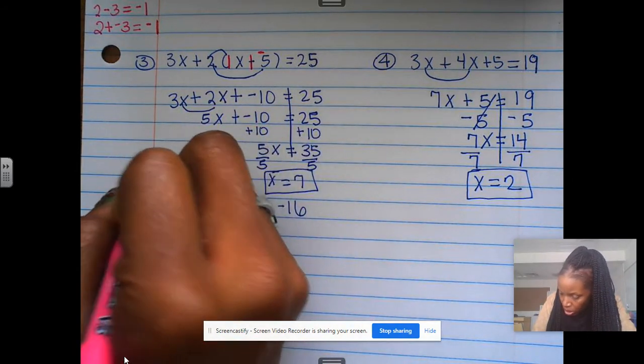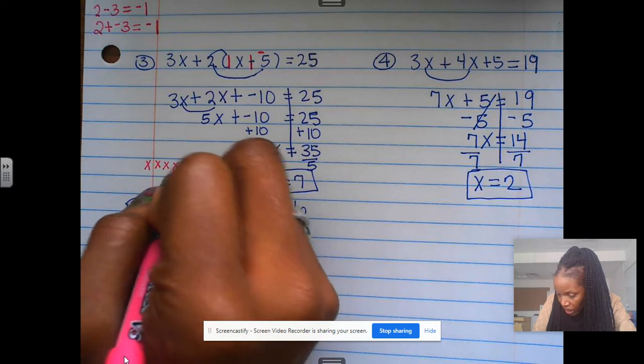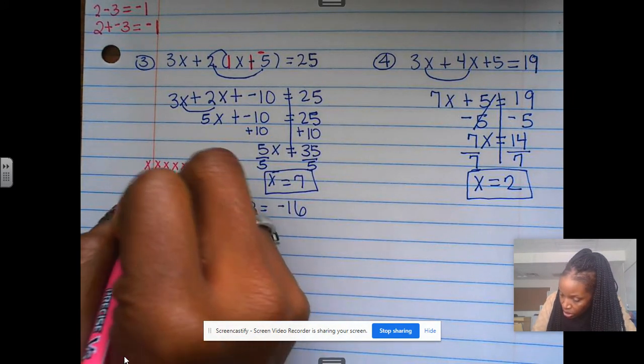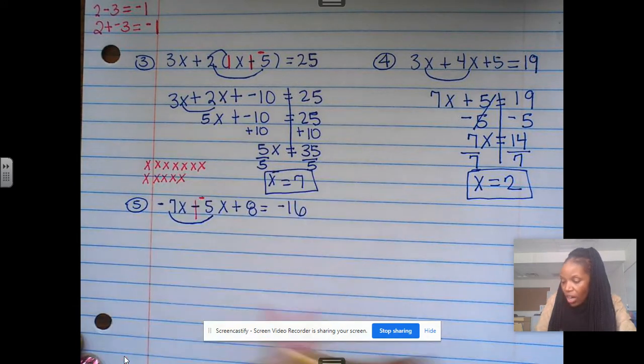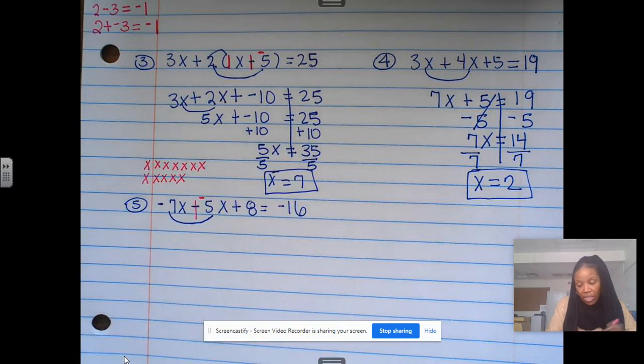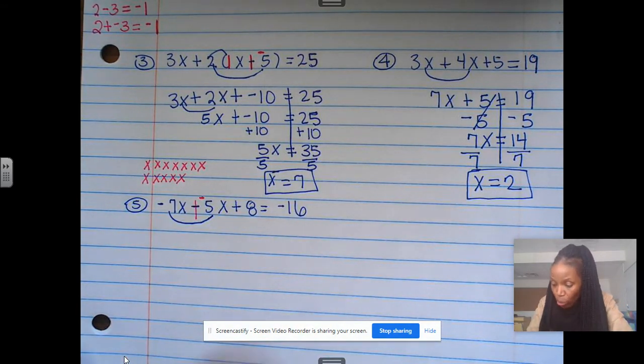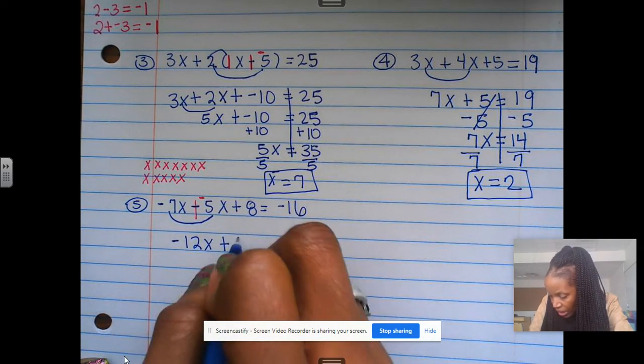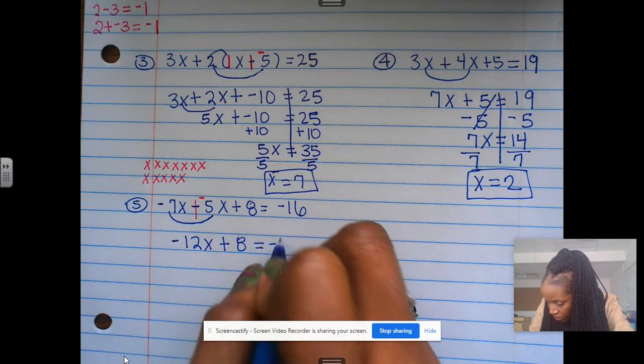So I'm going to do 1, 2, 3, 4, 5, 6, 7. And then I'm going to do negative 5. 1, 2, 3, 4, 5. All these are the same color. That means I'm going to add them together. So that means that's going to be a negative 12. And the x comes with it. Plus 8 equals negative 16.